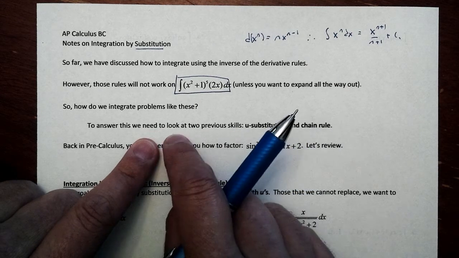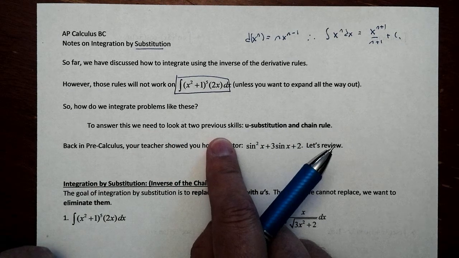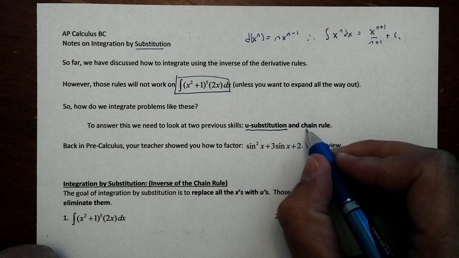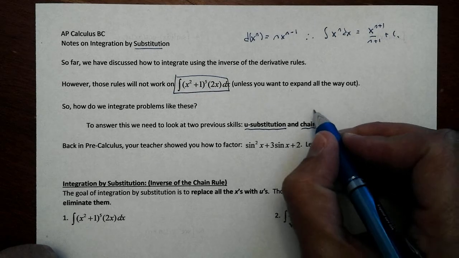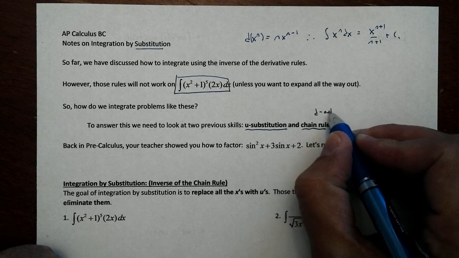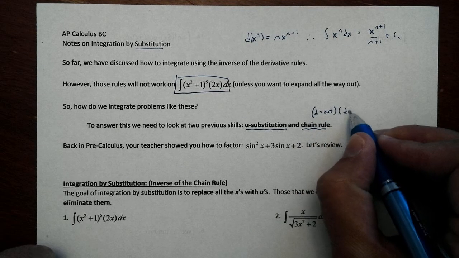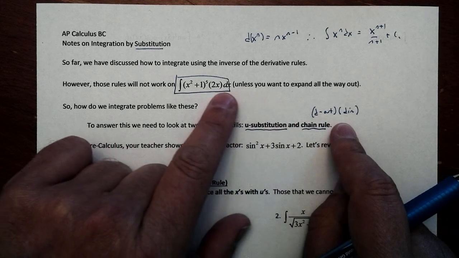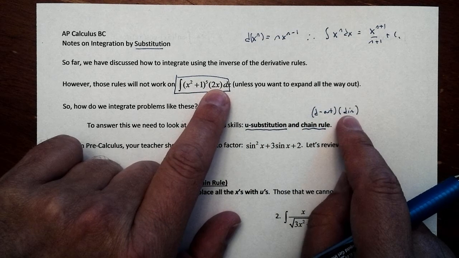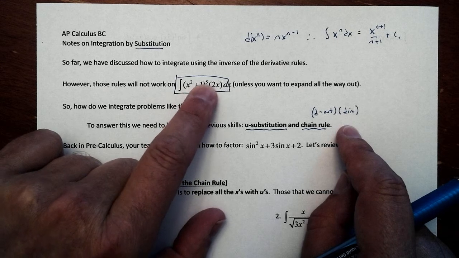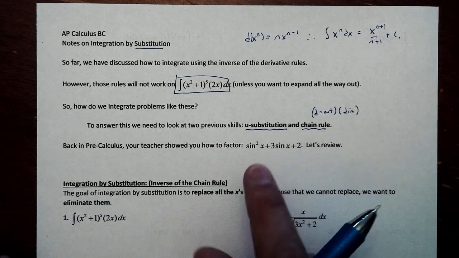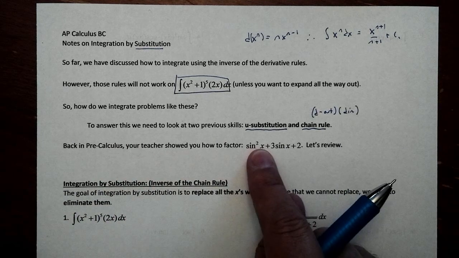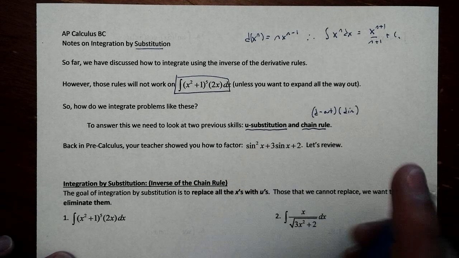To do this, we are going to look at two previous skills. One is U substitution, and two is the chain rule from derivatives. Remember chain rule? We took the derivative of the outside function and we multiply that by the derivative of the inside function. And if you look over here, look at this 2x. It looks like it might be the derivative of the inside of the other one. Hint, hint.